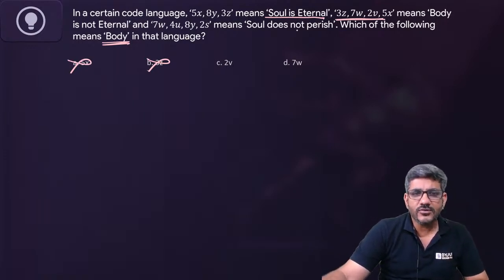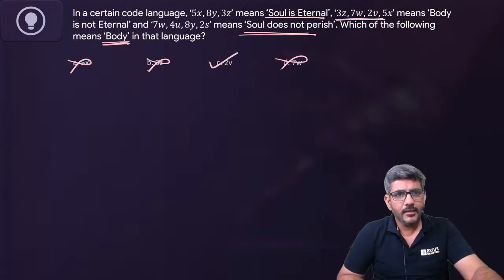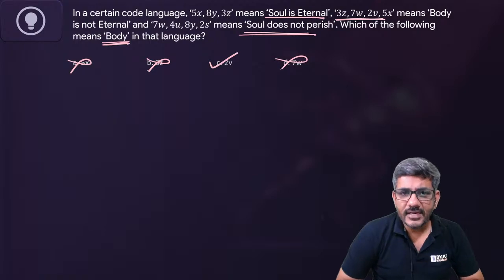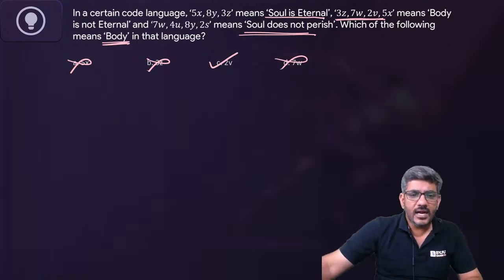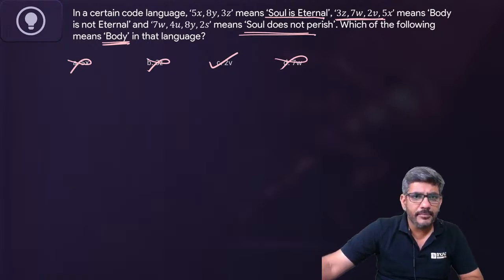This means soul does not perish. It does not have the word body. So my code cannot be any one of these. So my code cannot be 7w as well. The answer is C, that is 2b. 2b is the correct answer for this question. And therefore, I find these questions very easy. Kota had given the answer as B. बहुत लोगों ने इसका आंसर B भी दिया.